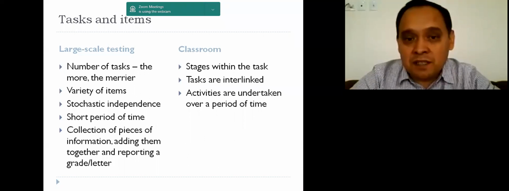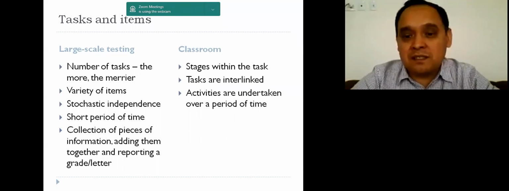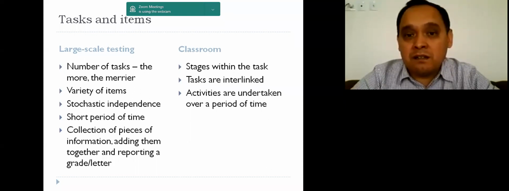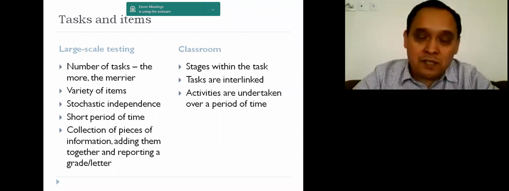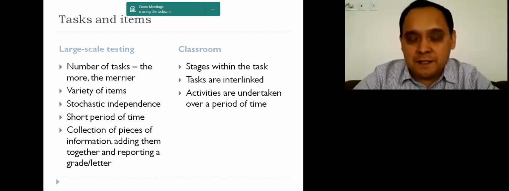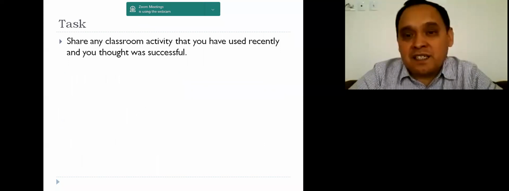And also, activities in classroom assessment happen over a period of time. It can be one lesson, a week, a month, a term, an academic year. So it doesn't have to be specific to 3 or 4 hours. And sometimes, as teachers, we know that based on the assessment we carried out in the class, we can return to the same activity again and do it with students with a slightly different focus if there is a need for it. Now, there is a task for you, ladies and gentlemen.